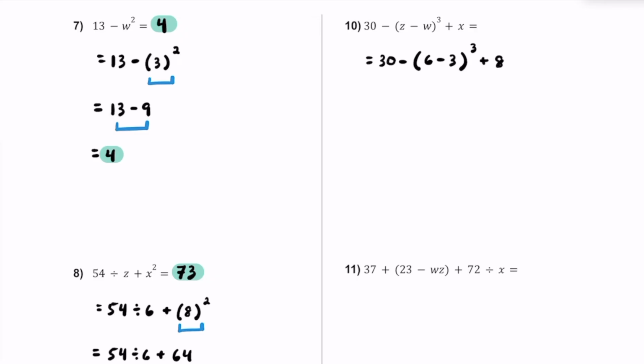All right, between everything that we have going on here, let's start with inside the parentheses, right? 6 minus 3 is going to be 3, so we have 30 minus, and then we have this 3 raised to the third power. I'm going to get rid of the parentheses just because there's only one number in there.